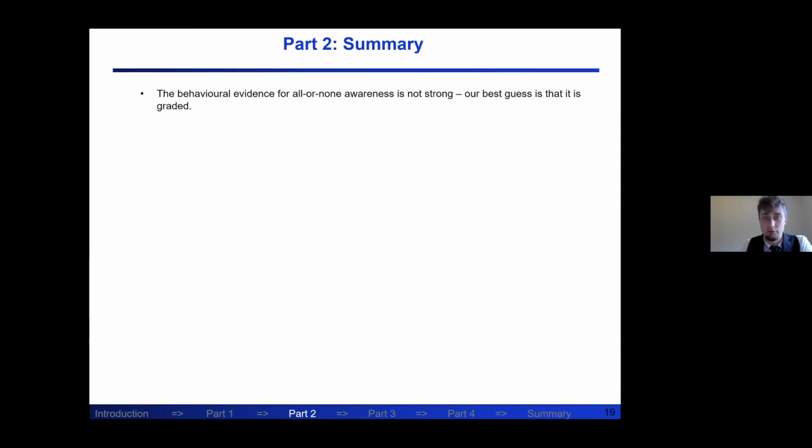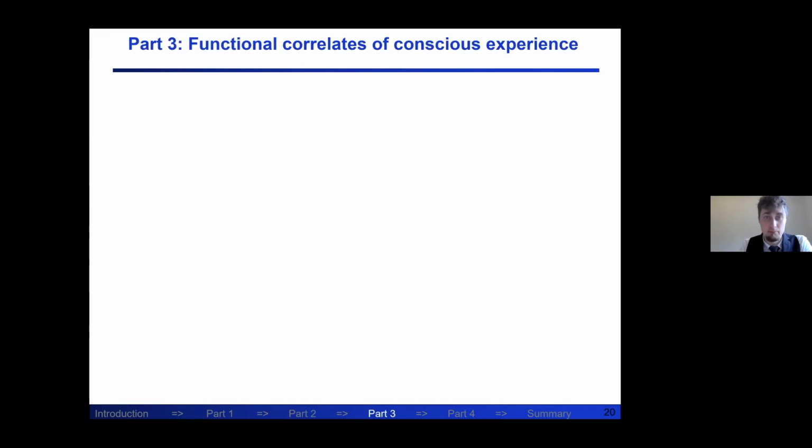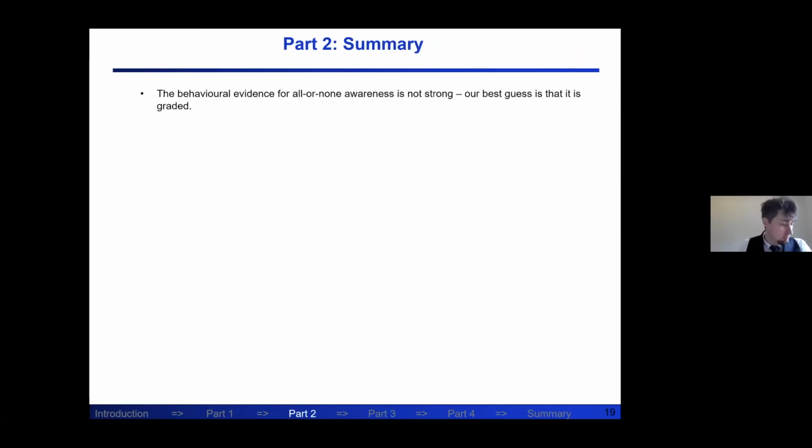So for the summary of part 2 here, the perspective used to be that consciousness is all or none, but it's our view that the behavioral evidence for this is not strong. So I'm not sure we're ready to say that it is 100% certainly graded, but I think that's the best guess right now. That's the one I'm the most confident in. So that was part 2, and we can do questions here.